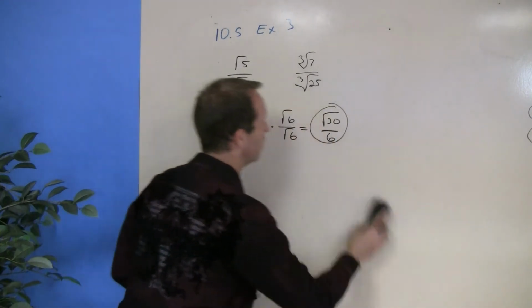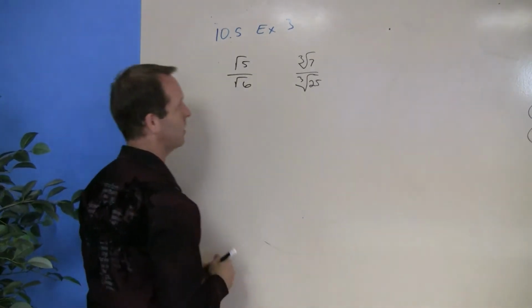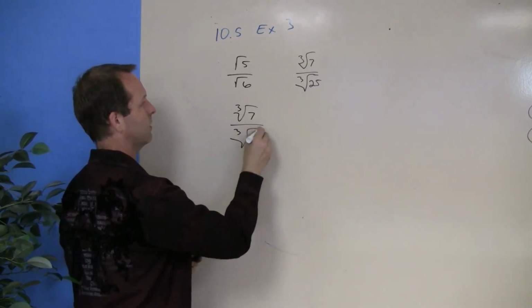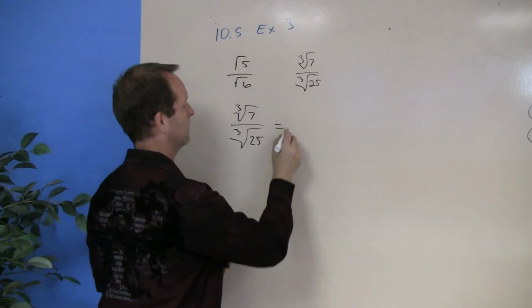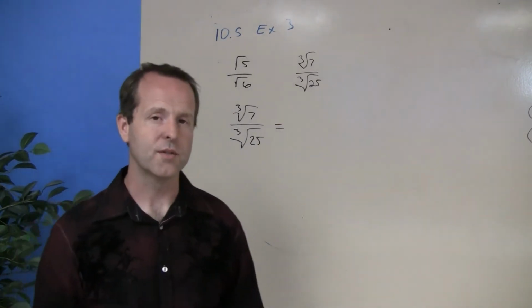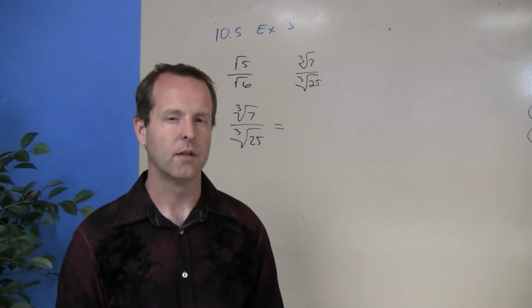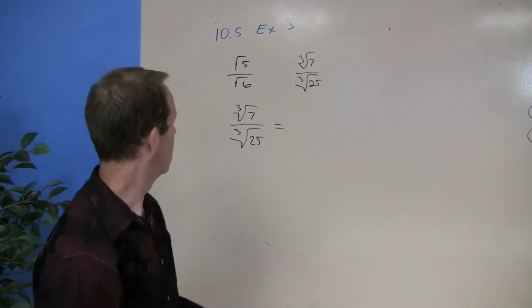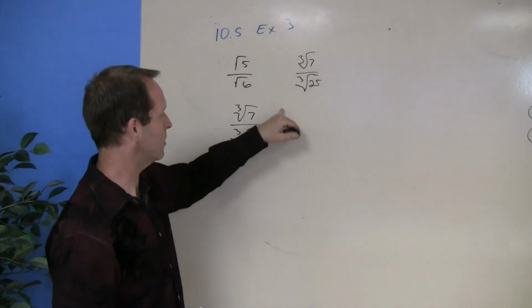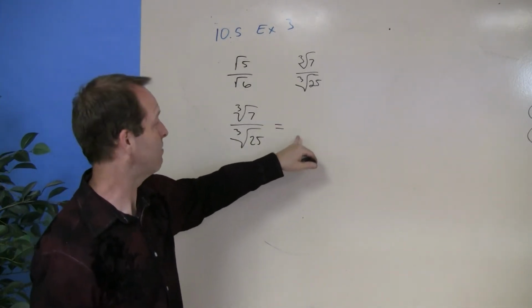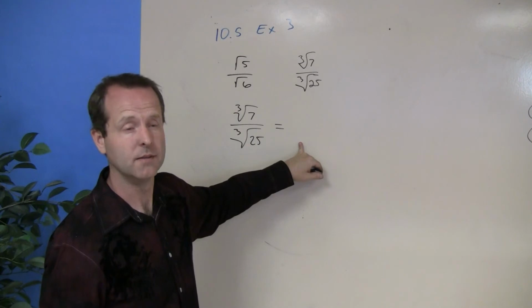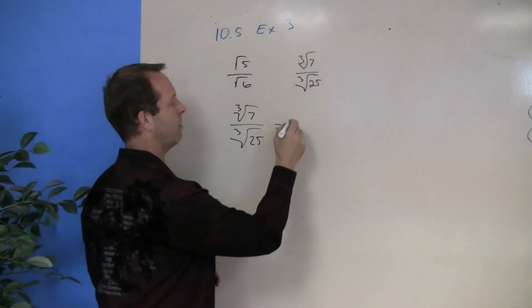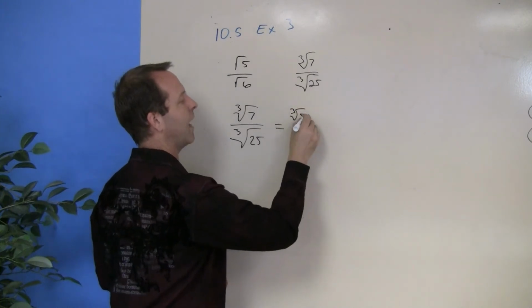Let's look at one with a cube root. The cube root of 7 divided by the cube root of 25. Well, with cube roots, I need to be a little bit more clever because I'm not thinking about square root world any longer. I'm thinking about cube root world. So I need to figure out what's a number that I can multiply the top and bottom by such that the bottom is a perfect cube. Well, what I'm going to do then is multiply by the cube root of 5.